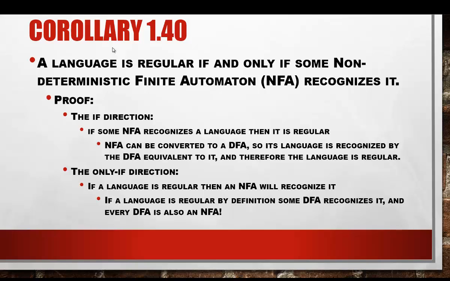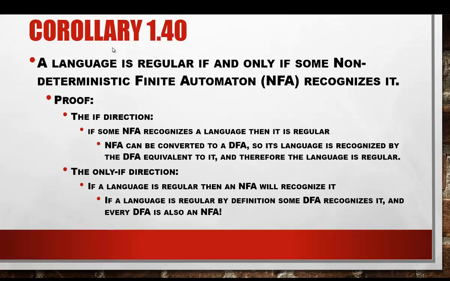Okay, so I just proved to you that for every non-deterministic finite automaton, there is an equivalent deterministic finite automaton, and as a result of that very important theorem, we now have a corollary, a simpler theorem that we can now prove much faster and easier. We call it corollary 1.40, and it states that a language is regular if and only if some non-deterministic finite automaton recognizes it.